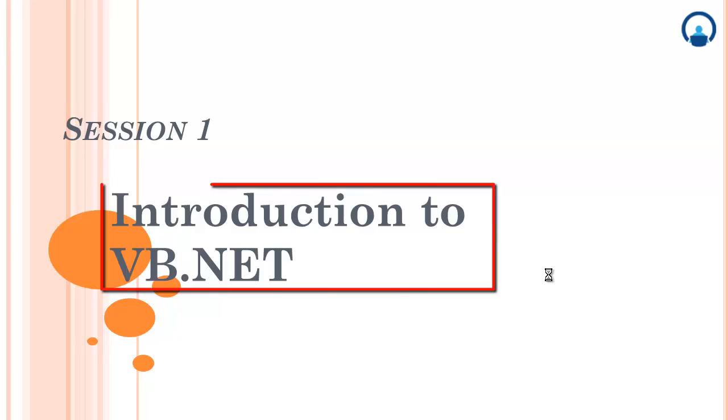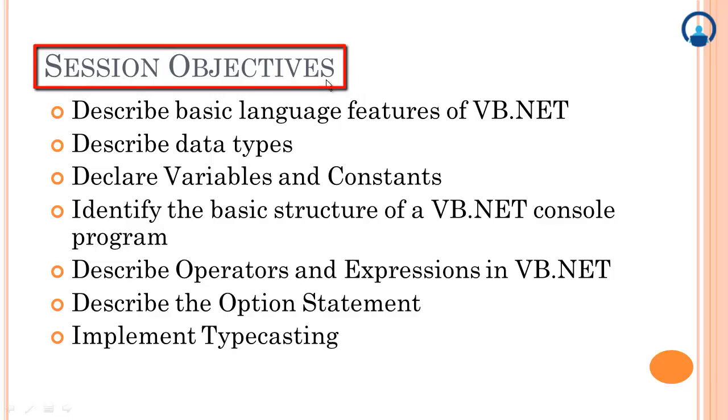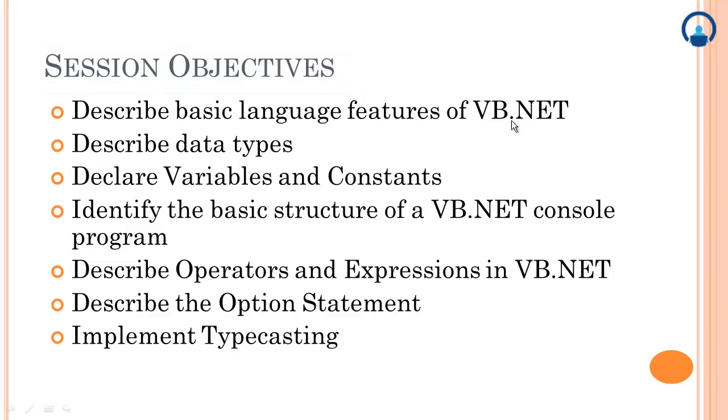In today's session, Introduction to VB.NET. These are our current session objectives. We are going to describe the basic language features of VB.NET, describe different data types used in VB.NET, declare variables and constants, identify the basic structure of a VB.NET console program, describe operators and expressions used in VB.NET, describe the Option statement, and implement typecasting using VB.NET.